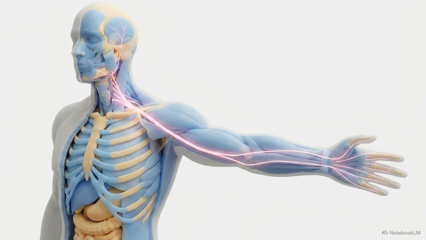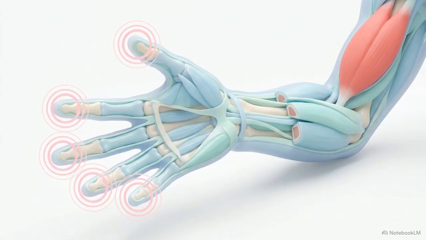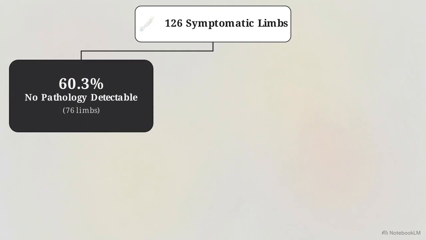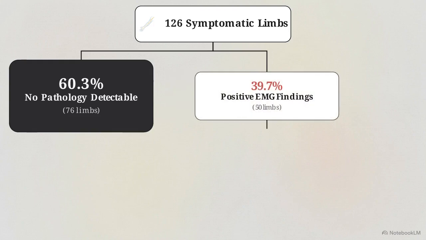In this study, 106 adult patients presented with classic upper extremity symptoms: neck pain radiating down the arm, numbness, and localized weakness, all textbook indicators of cervical radiculopathy. To locate the exact nerve lesions, physicians ran comprehensive electromyography and nerve conduction studies across 126 symptomatic limbs. Despite the severity of their symptoms, 60.3% of these limbs yielded absolutely no electrophysiologically detectable pathology.